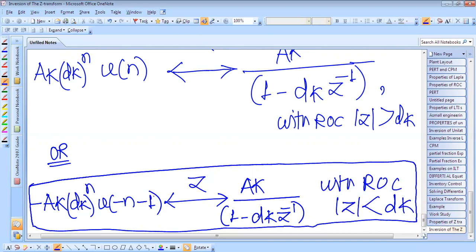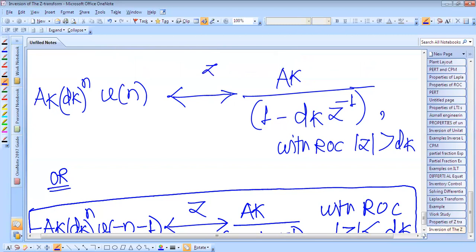So in this way, the relationship between the ROC associated with X(z) and each pole determines whether the right-sided or left-sided inverse transform is chosen. In this way we have to find the inversion of the Z transform, and this will be clear again when we discuss the example.